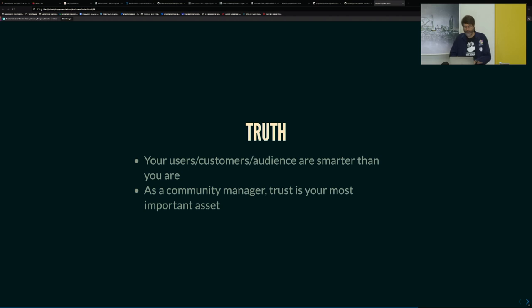When you're a community manager, your only asset is trust. When you are an open source project, your only asset is trust. If people cannot trust you, then everything else is just window dressing. And so it is important to tell the truth.